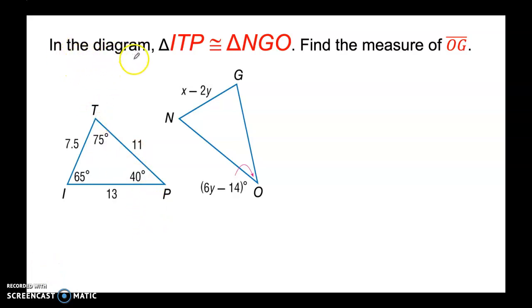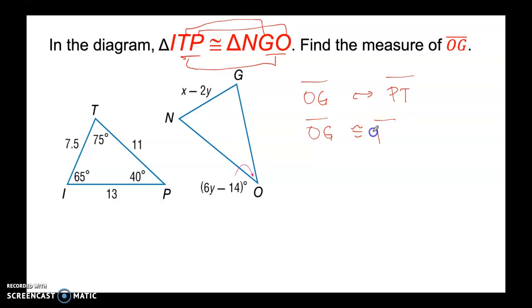Given in the diagram, triangle ITP is congruent to triangle NGO. Find the measure of segment OG. In order for us to find segment OG, we need to first identify what corresponds to segment OG in triangle ITP. Segment OG corresponds to segment PT, because O corresponds to P and G corresponds to T. Since the two triangles are congruent, the corresponding parts of the given triangles are congruent. So segment OG is congruent to segment PT.